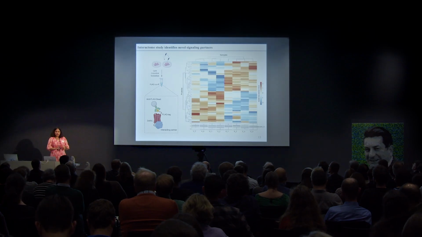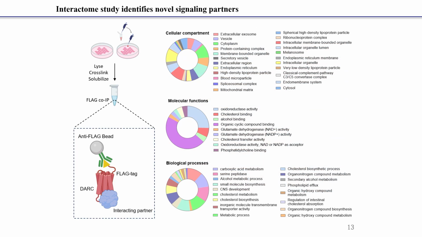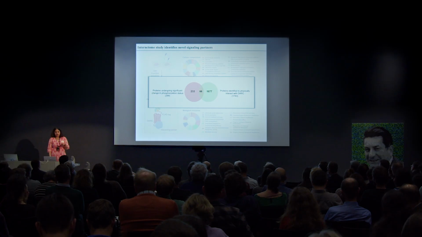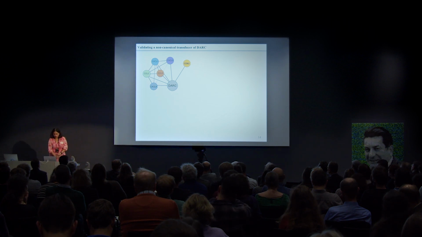And we observed that several proteins indeed undergo a change in their interaction with DARC, and these proteins are involved in regulating different molecular functions and biological processes. And comparison of our phosphoproteomics and interactome analysis identified 66 common hits, which essentially highlights the robustness of the system. Independently, using STRING analysis, we also identified CD82 as one of the interacting partners of DARC.